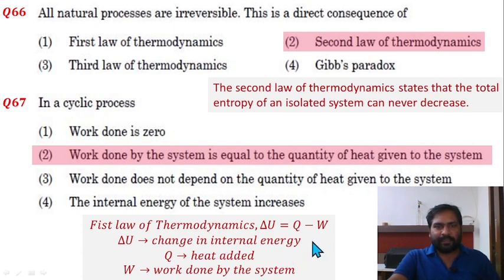If the process is cyclic, then the change in internal energy is going to be 0. So the work done by the system, W, is equal to the quantity of heat given to the system, Q. Option 2 is correct here.